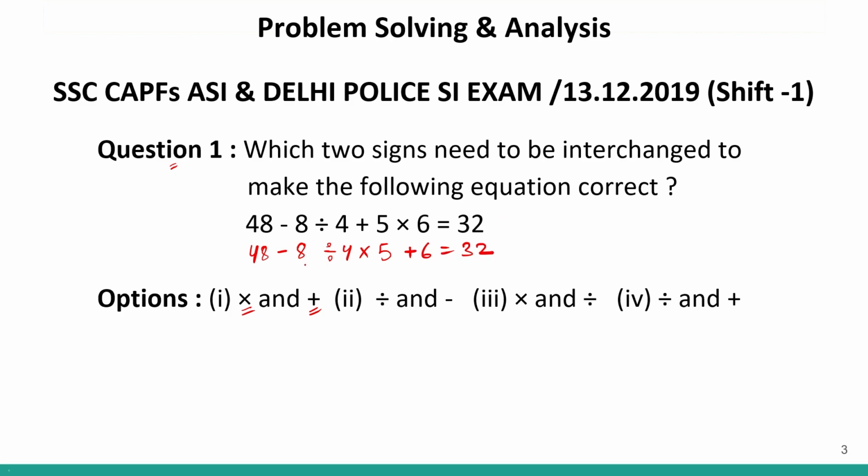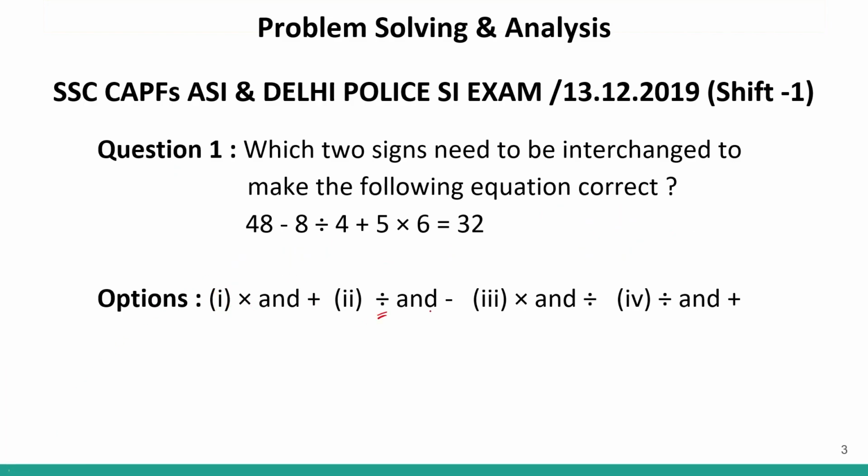Now let us check. 48 minus 8 divided by 4 will be 2 into 5. That will give me 10 plus 6. So this will give me 38 plus 6, which will definitely not be equal to 32. So option number 1 is incorrect. Okay, so let us try option number 2.